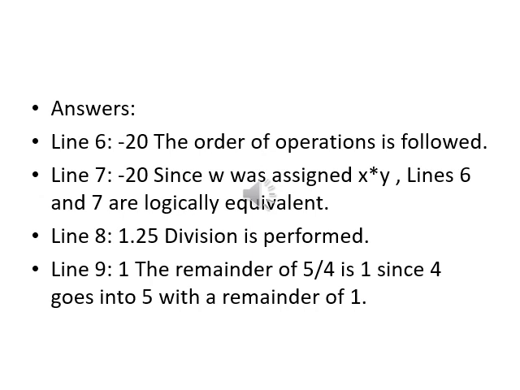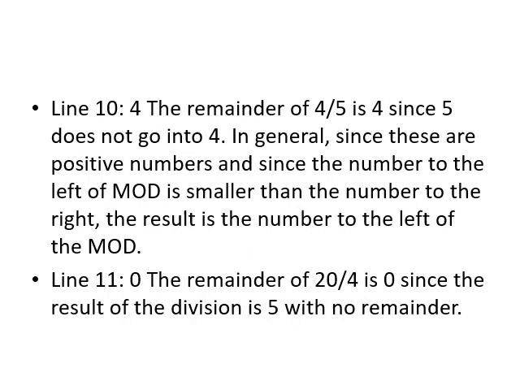Line 9, 1. The remainder of 5 divided by 4 is 1, since 4 goes into 5 with a remainder of 1. Line 10, 4. The remainder of 4 divided by 5 is 4, since 5 does not go into 4. In general, since these are positive numbers and since the number to the left of mod is smaller than the number to the right, the result is the number to the left of the mod.